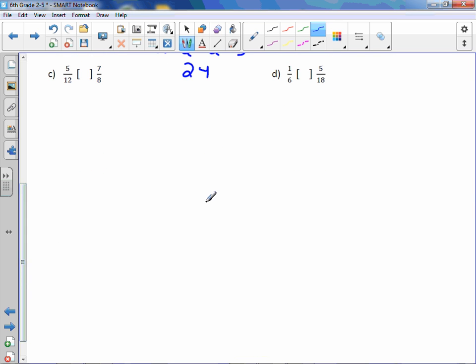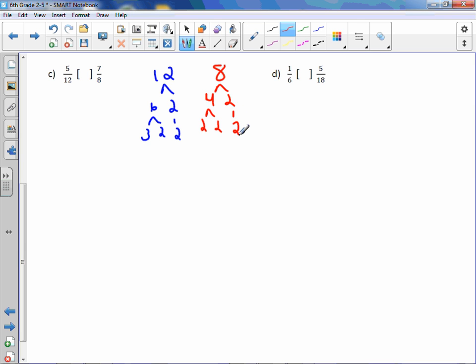Letter C. 5/12 and 7/8. We need to compare 12 and 8, our denominators. 12 can be broken down into 6 and 2. 6 is 3 and 2. Bring down the other 2. 8 is 4 and 2, which is 2 and 2. Bring down the 2.